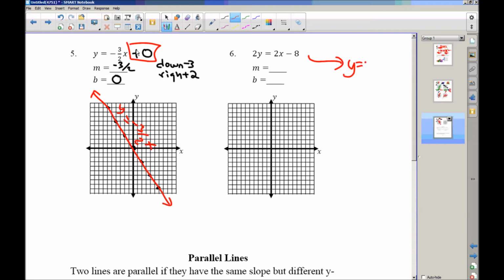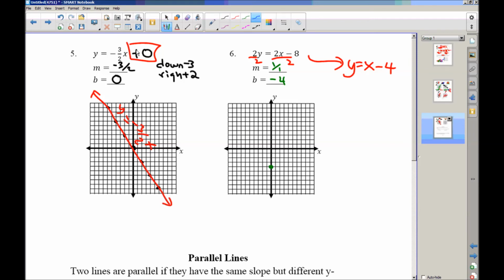Okay. Number 6, we're going to have to solve for y first, so we'll just divide everything by 2. So divide by 2, divide by 2. This is going to give me 1x minus 4. We don't write the 1, but when we want to put the slope, we are going to put the 1. And we're going to actually make it as a fraction, so 1 over 1. So we have 1 over 1, and we have negative 4.